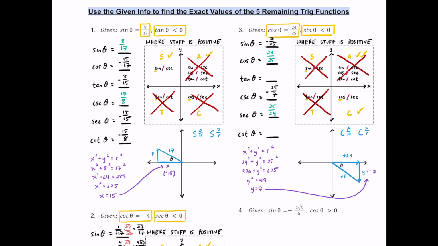And then finally for tangent, tangent's going to be what? Opposite over adjacent, or y over x. So that's going to be negative 7 over 24. And that means cotangent is going to be negative 24 over 7.